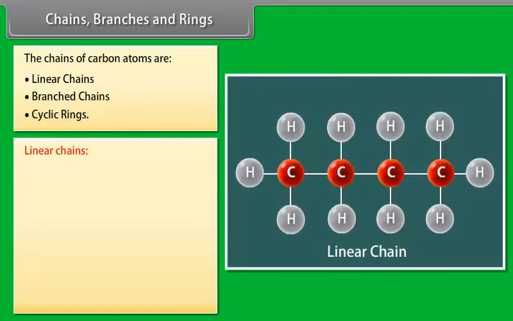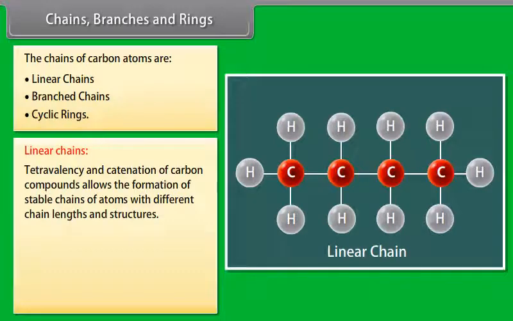Linear chains. Tetravalency and catenation of carbon compounds allow the formation of stable chains of atoms with different chain lengths and structures.